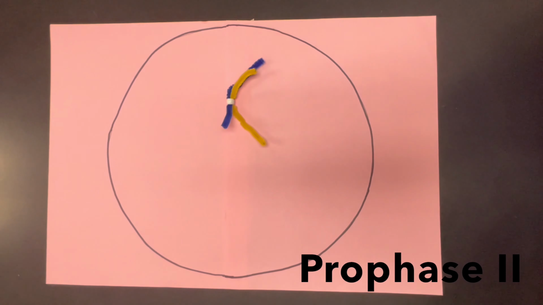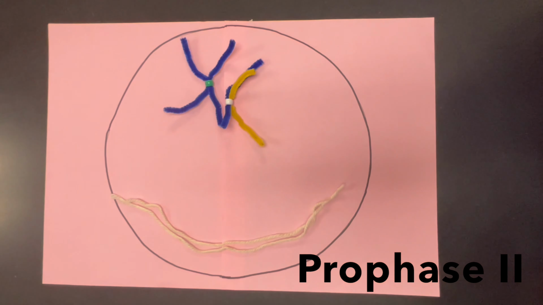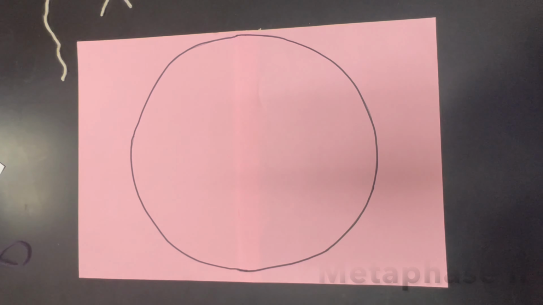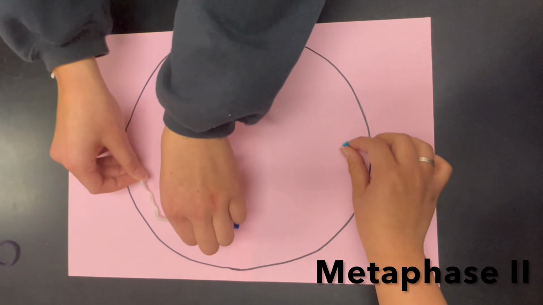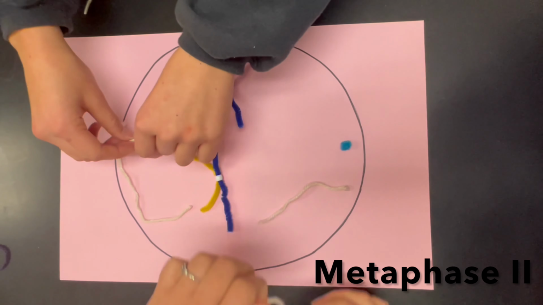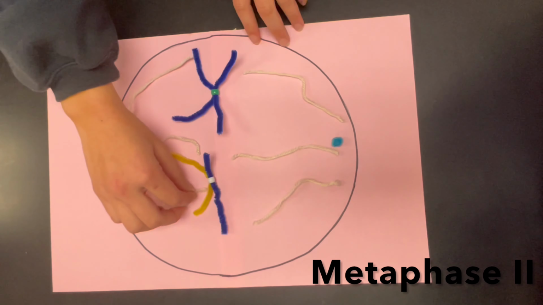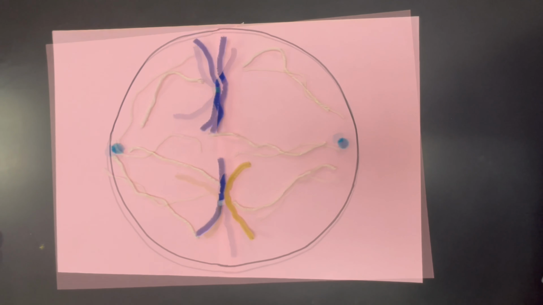Next is prophase 2 in meiosis 2. A spindle apparatus forms and the chromosomes move toward metaphase 2. In metaphase 2, the chromosomes position at the metaphase plate and the kinetochores of the chromatids are attached to microtubules that come from opposite poles.